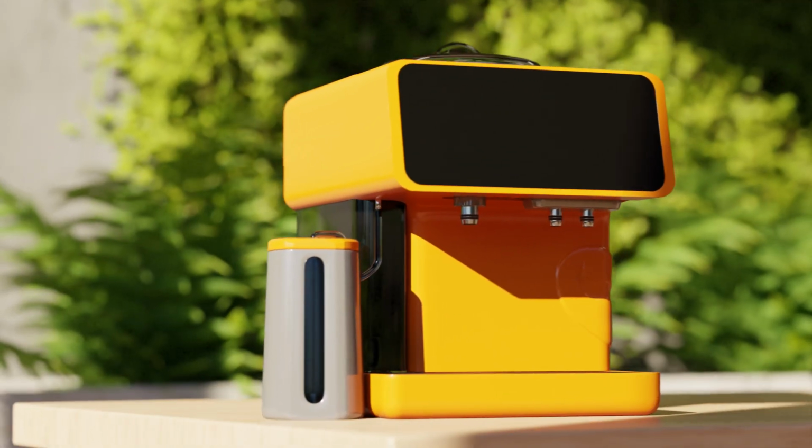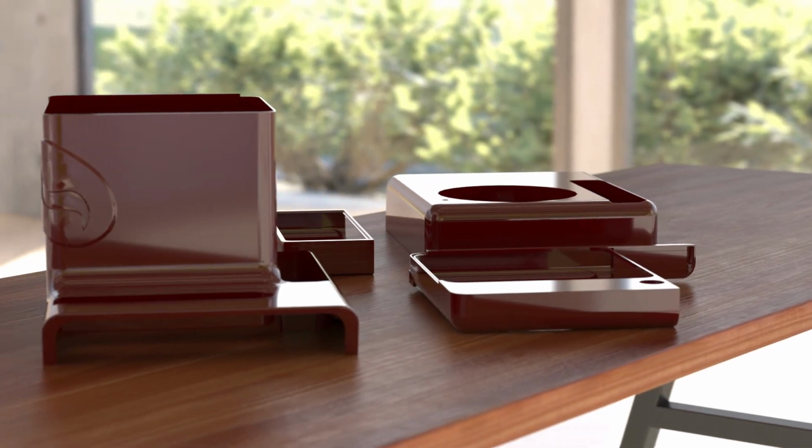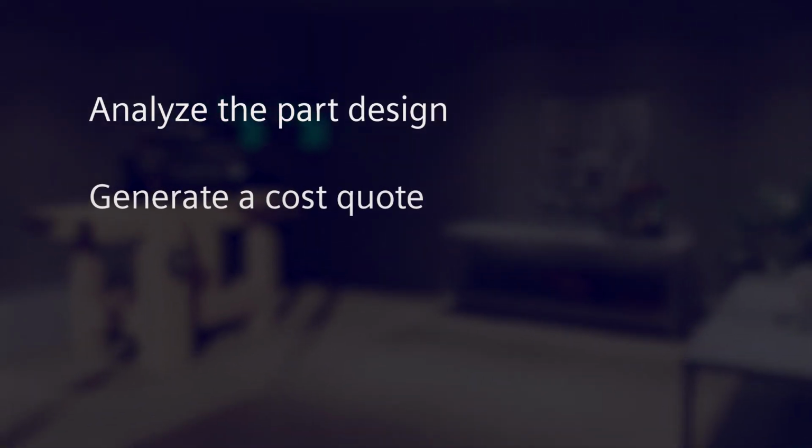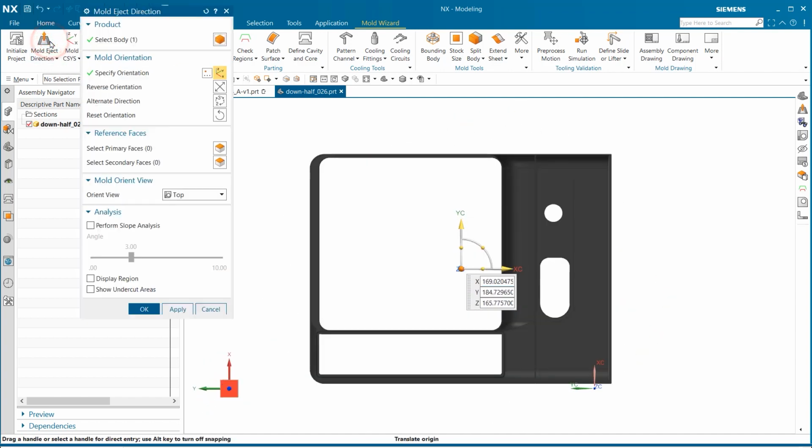This is the coffee machine that we showcased in the NX June 2023 premiere. The outer shell is formed of 4 parts that will be made from injection molded ABS. Check out the video linked in the description to see how we designed these parts using NX molded part design. The manufacturer is now in touch with a supplier to get the parts produced. That's where we'll pick up the story, as the supplier analyzes the part design, generates a cost quote, and designs the mold. The first step of analysis is to determine the mold eject direction.